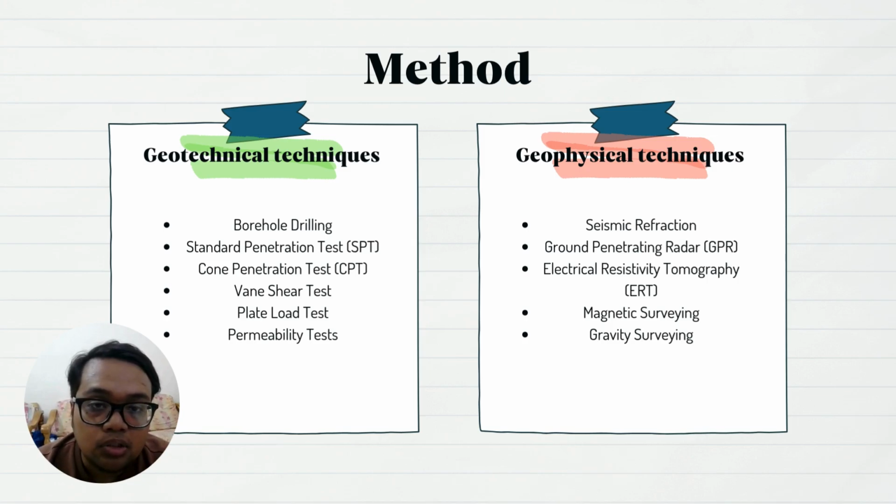And for the geophysical techniques, also got some of the methods that we use on the site. One of it is seismic diffraction. The second one is ground penetrating radar (GPR). The third one is electrical resistivity tomography (ERT). Next is magnetic surveying, and the last one is gravity surveying.